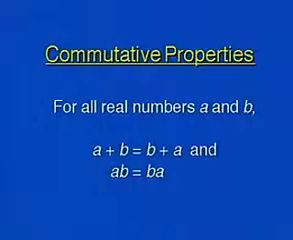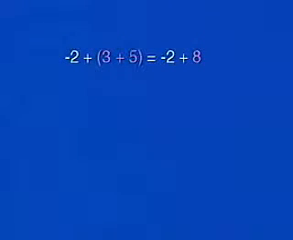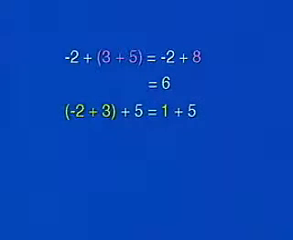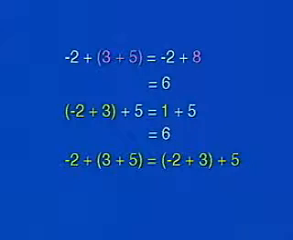Now another property deals with, let's say, adding 3 numbers. Suppose we have these 3 numbers, minus 2 plus 3 plus 5. If we add 3 plus 5 first, we would get 6. And if we add the minus 2 plus 3 first, we also get 6. So we can say that we can add the 3 plus 5 first, or we can add the minus 2 plus 3.